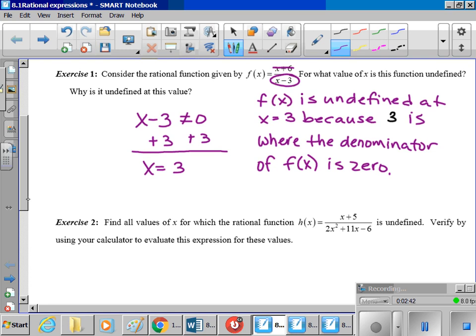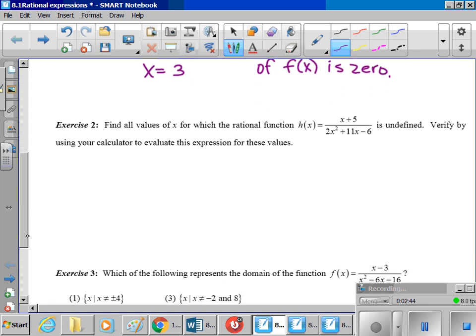Okay, so exercise 2. Find all the values of x for which the rational function h of x equals x plus 5 over all of that is undefined. It says verify using your calculator, and you can do that in this case because our numbers are going to turn out to be friendly, at least a little bit. So again, not interested in that x plus 5. We very much are interested in this 2x squared plus 11x minus 6, and we want to know where it's equal to 0 because that's where it's undefined. So in this case, we're simply going to factor this.